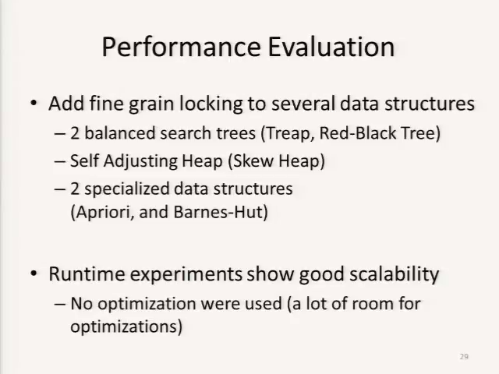In this work, we wanted to evaluate the method by adding find and locking to several data structures. We did it for two balanced search trees: a treap, which is a balanced search tree that uses randomization, and a red-black tree with top-down rebalancing without any parent pointers. We also did it for self-adjusting heaps, skew heaps, and for two spatial data structures. We also did it in an Apriori application in the Barsant algorithm, and we evaluated the results in the context of the application themselves. According to the runtime experiments, the results were quite good.